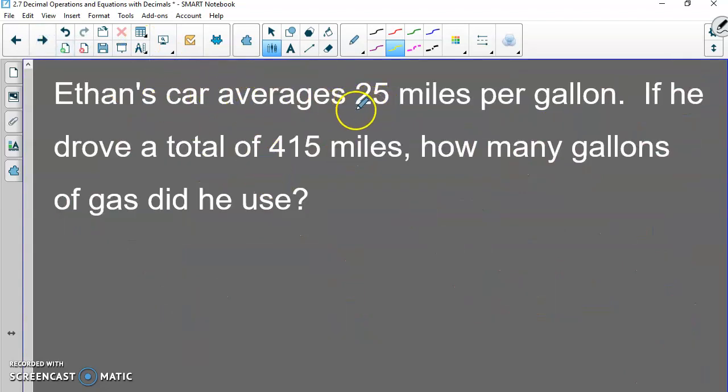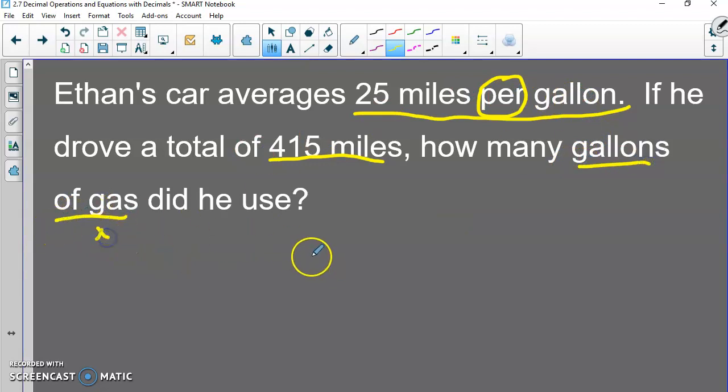Ethan's car averages 25 miles per gallon. When I see that word per, that should be telling me what I'm going to do in the equation. It tells me how to set it up a little bit. If he drives a total of 415 miles, how many gallons of gas did he use? Well, the question is what x equals. X is gallons of gas.